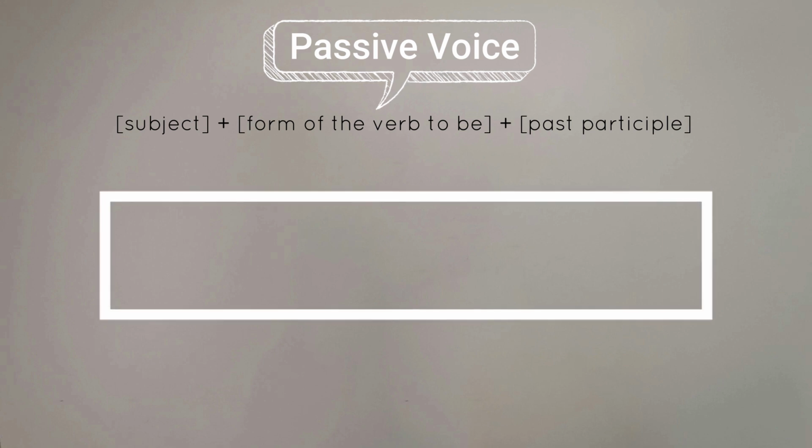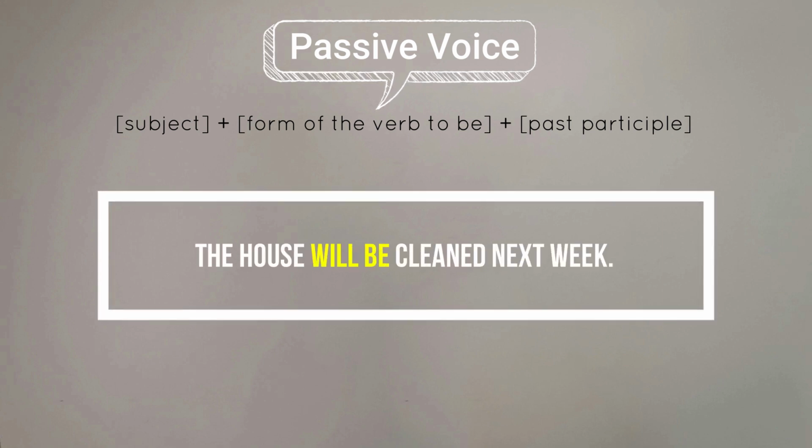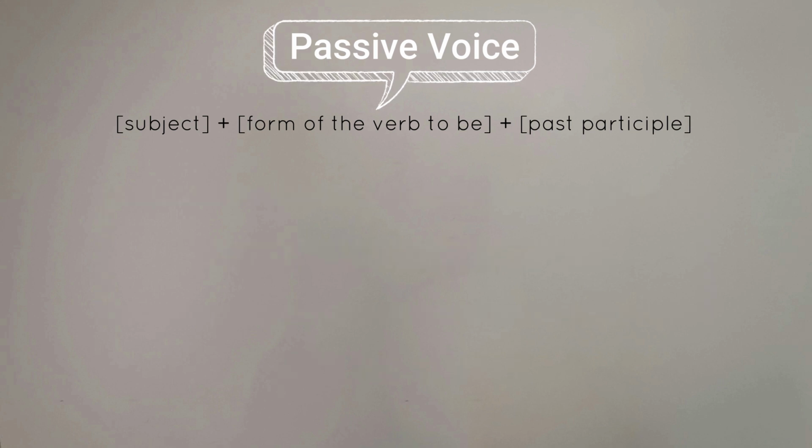Future tense. The house will be cleaned next week. The house is a subject. Will be is a future form of the verb to be. Cleaned is a past participle of a verb to clean. Next week is the rest of the sentence.